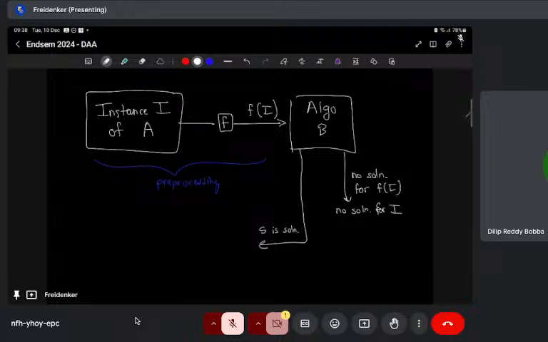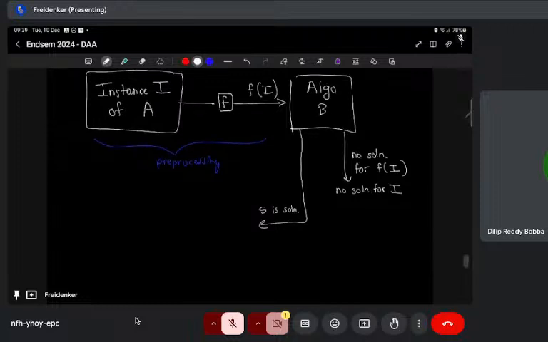So I is an instance of it. It's like if I is some graph, then f of I is some number, for example, if B takes a number as an input. B algorithm processes that number, and finally there is no solution. If there's no solution, it means for the graph also there is no solution. So there is no solution for I. That is fine. What if there is a solution?